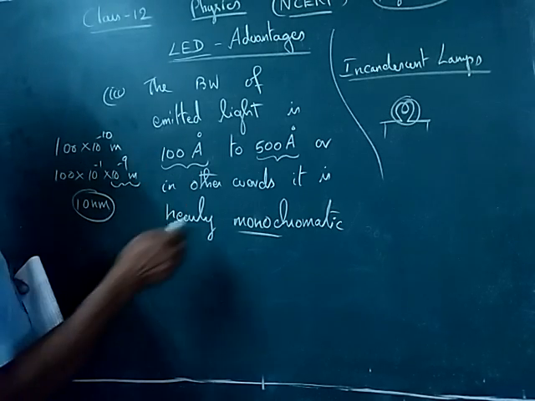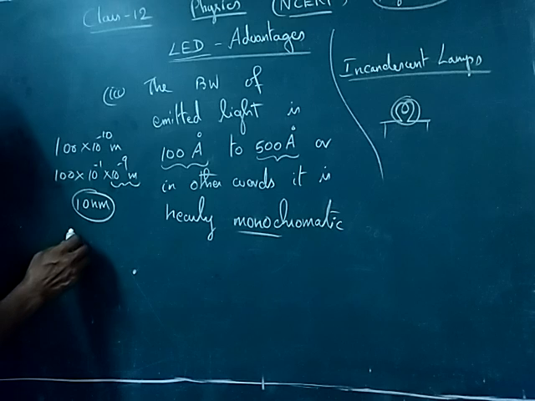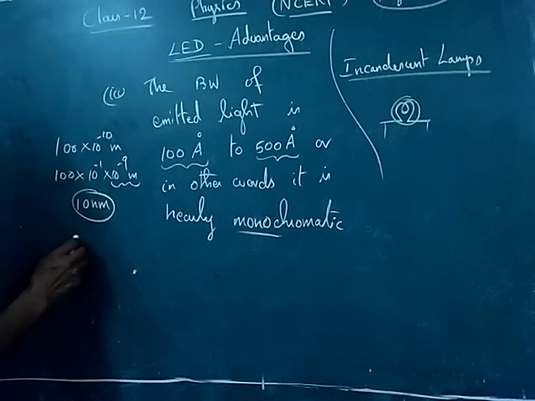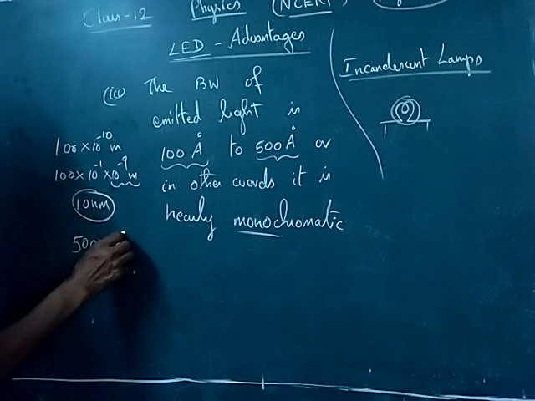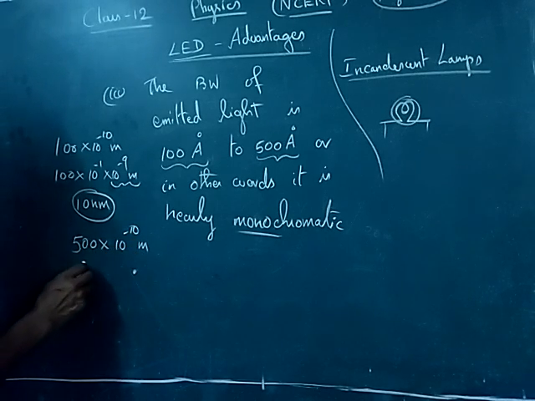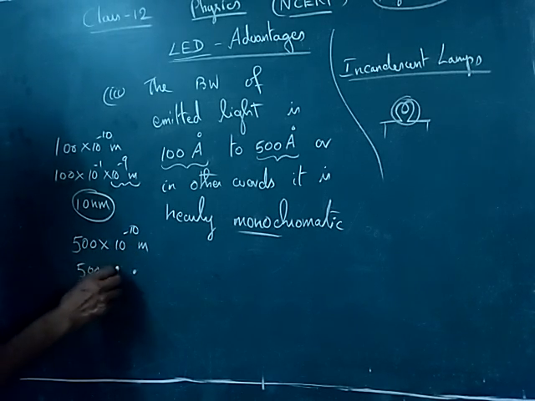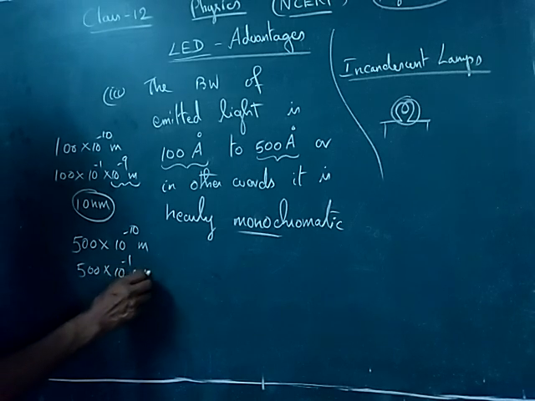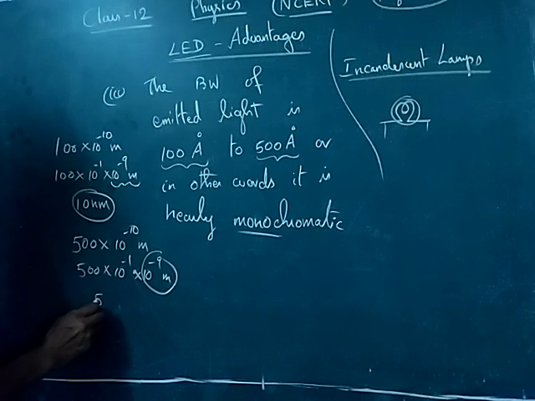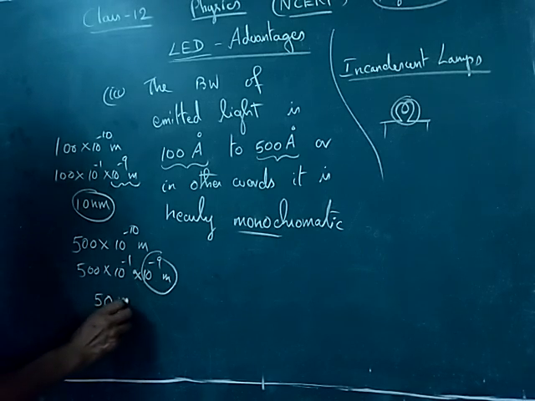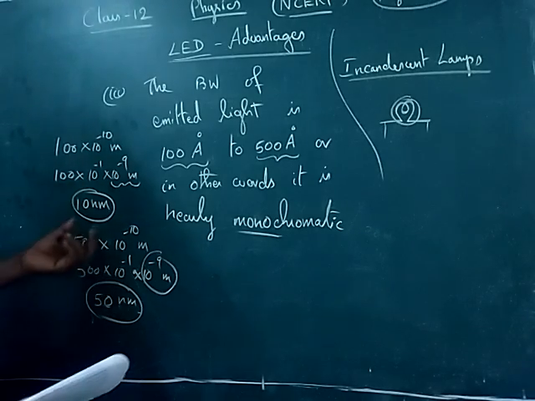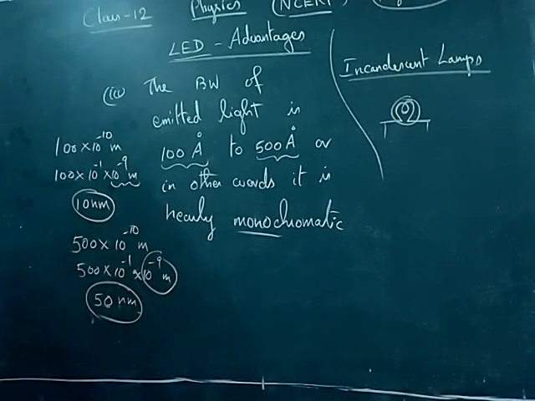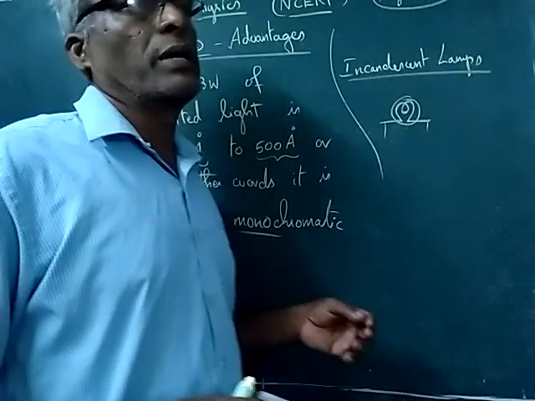So this starts from 10 nanometer to, there it is 500 angstrom unit. So 500 into 10 power minus 10 meter. So this can be written as 500 into 10 power minus 1 into 10 power minus 9 meter. So this is nanometer. So this will give you 50 nanometer. So from 10 nanometers to 50 nanometers is the bandwidth, and it is monochromatic.